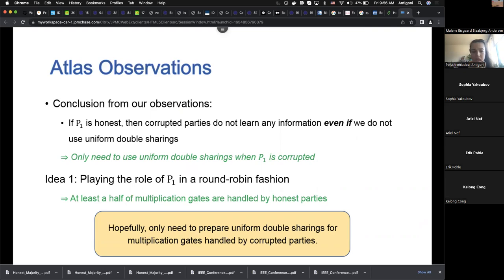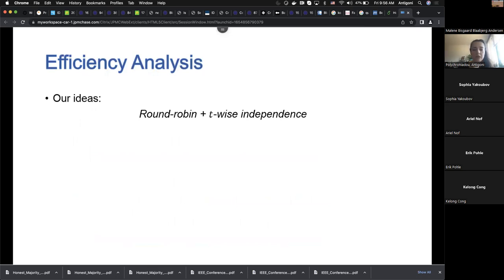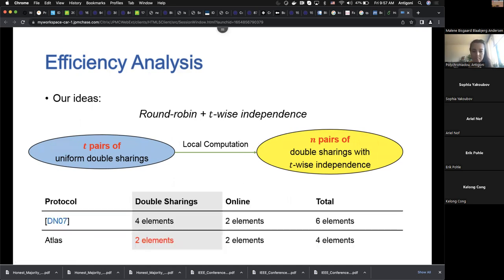And this observation allows us to do the following. We can have these double sharings in a way that we don't need to generate a lot. When P1 is honest, we don't really need the shares to be uniform, okay. And when P1 is corrupted, we can generate T-wise independent double shares, and that will be enough, okay. So with this observation, if we have the parties rotate in a round robin fashion and just generate T-wise independent double shares, and then we show how from T pairs we can go to N just locally, then we can use half of the elements.